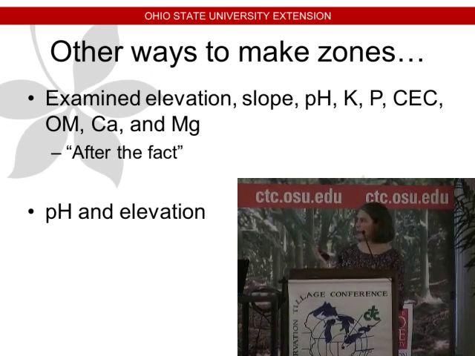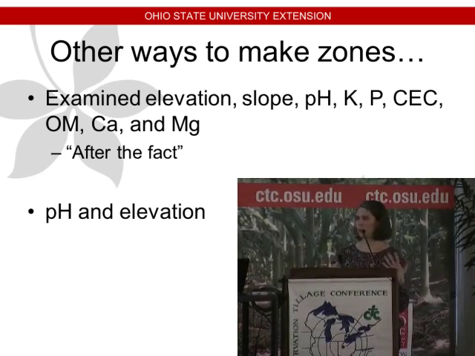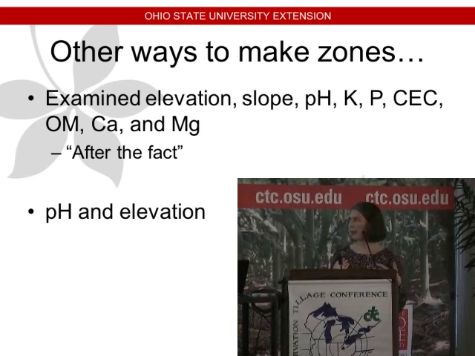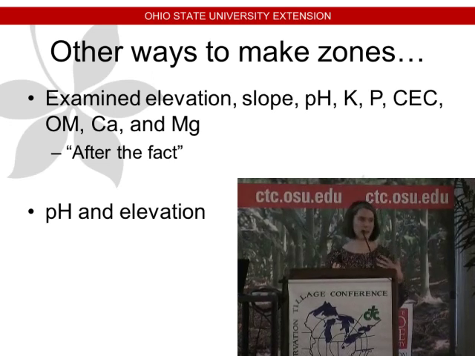But we also evaluated what's the best way to make a map. Is it elevation, slope, pH, potassium, phosphorus, cation exchange capacity, organic matter, calcium, magnesium? We haven't looked at yield history, but if we can get that data, we'll look at that as well. But again, it's after the fact, what could have been better. And the two layers that rose to the surface in this particular situation were soil pH and elevation.